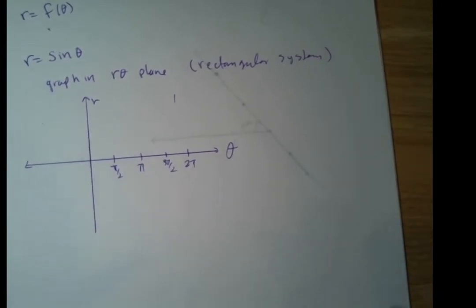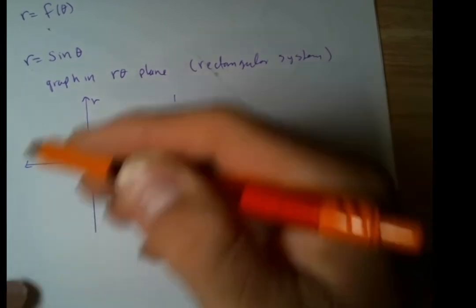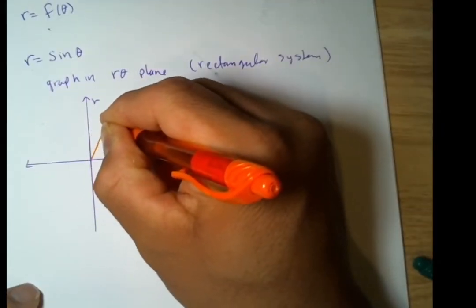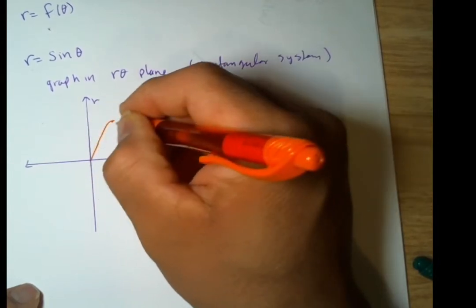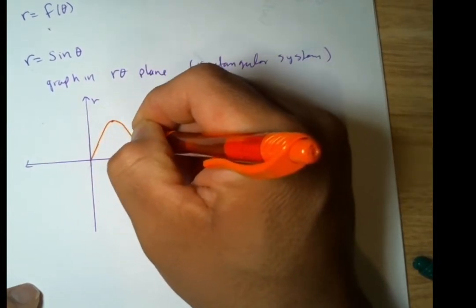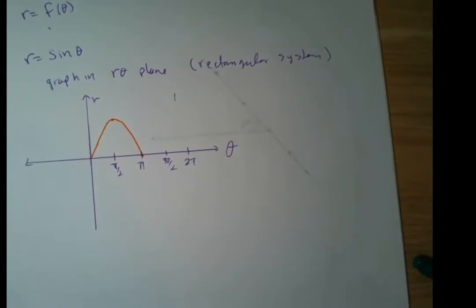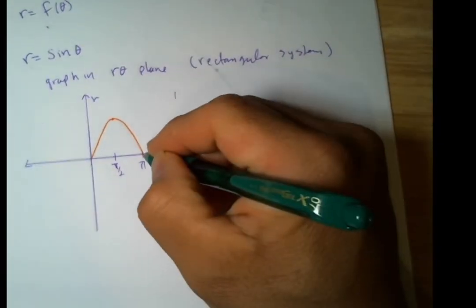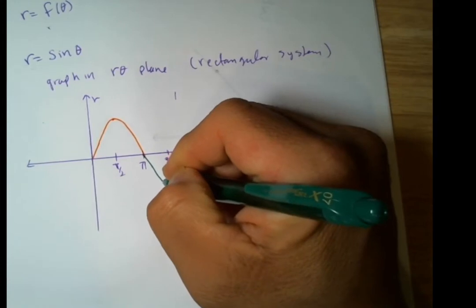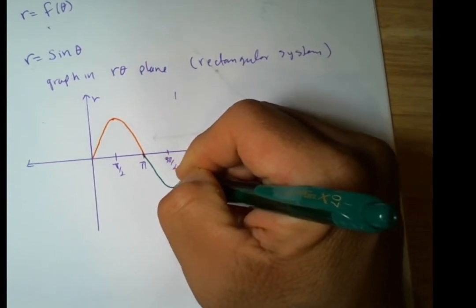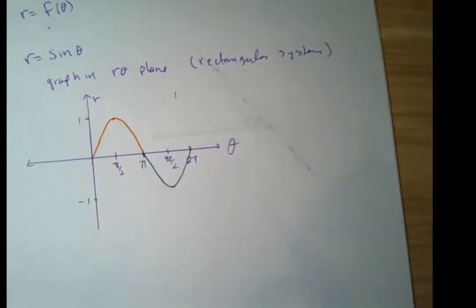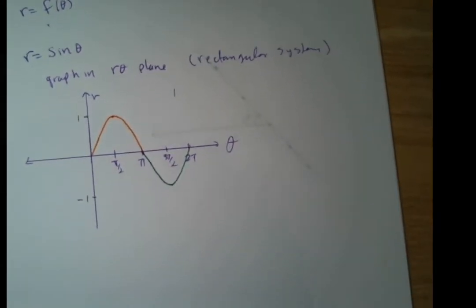Okay, so we start off at 0, reach a height of 1 at pi over 2, then 0 at pi, and I'll draw the negative values in green here. It goes down to negative 1 at 3 pi over 2, and then back to 0 at 2 pi.